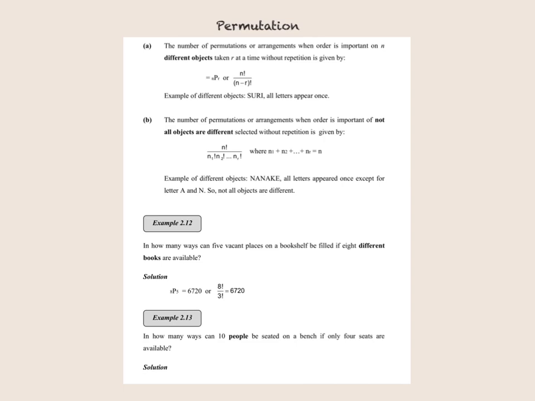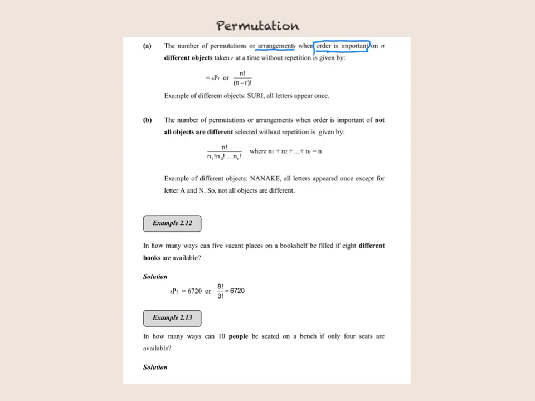Permutation. So we have two different formulas for permutation. The first one: the number of permutations or arrangements when order is important on n different objects taken r at a time without repetition is given by n factorial divided by (n minus r) factorial. For example, Suri: all letters appear once, just one, no repetitions.